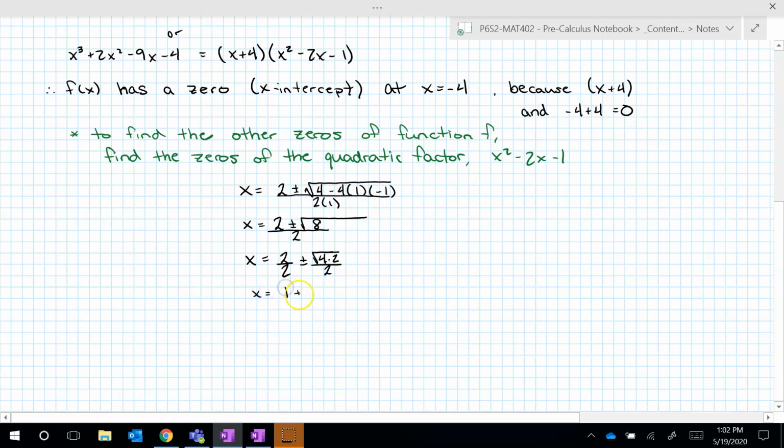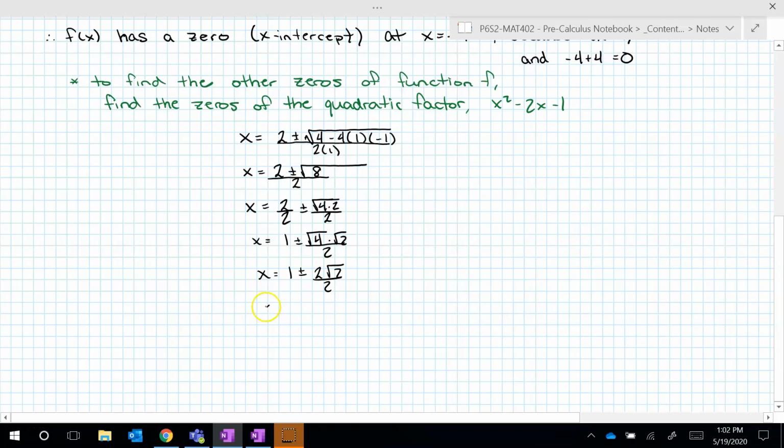So I get 1 plus or minus, by the rules of square roots, I can split it up like that. And the square root of 4 is just 2. So this gives me my simplified answer here, 2 root 2 over 2, but those 2s cancel out, and I get x is 1 plus or minus the square root of 2.